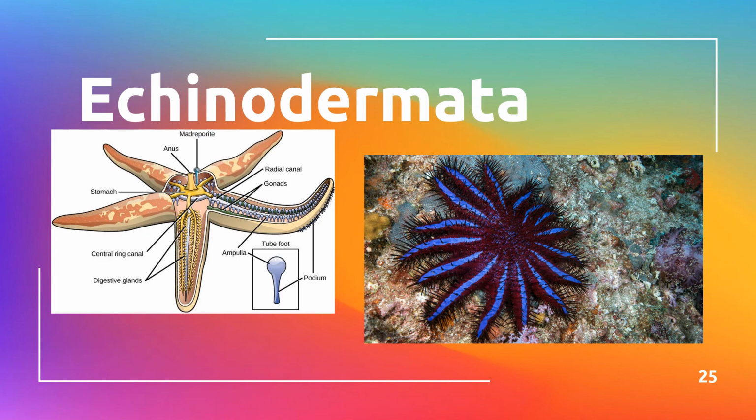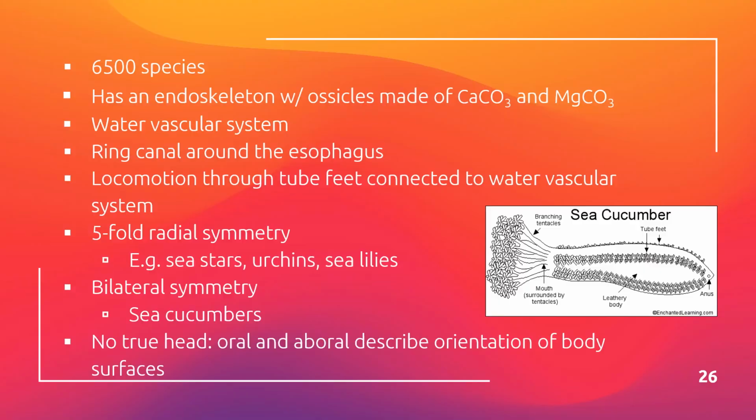So the next phylum that we'll cover is the phylum Echinodermata, and this phylum is characterized by a water vascular system. So there are over 6,000 species of echinoderms, and like I said earlier, they're characterized by a water vascular system that's used for locomotion or movement.